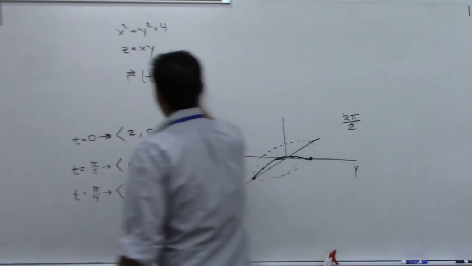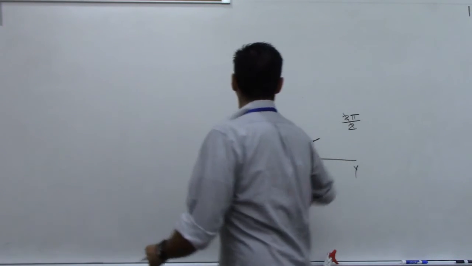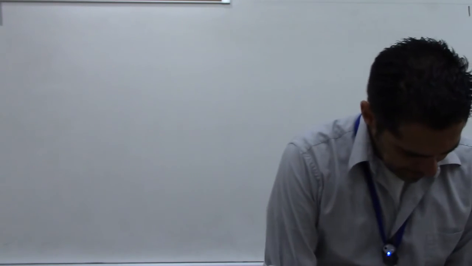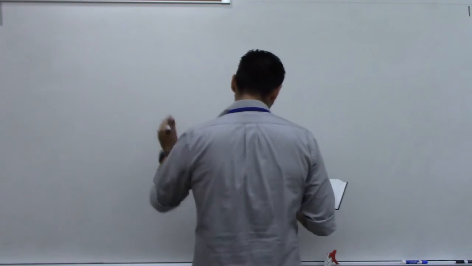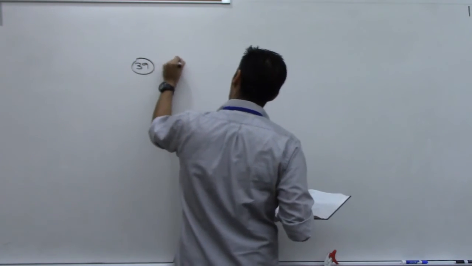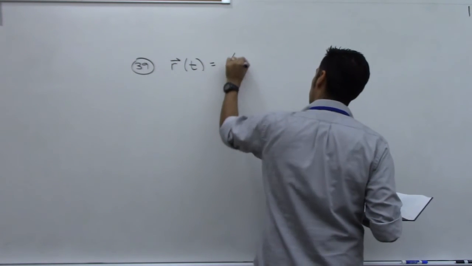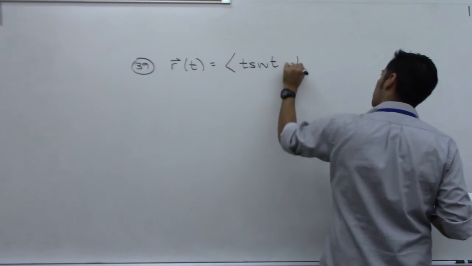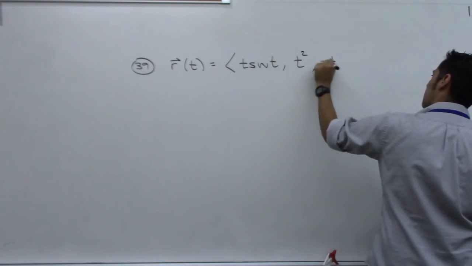39. Might be able to just do a few of these to get you going here. 39. Find the derivative. Yeah, these are probably going to be pretty straightforward. So for 39, r of t equals, this is just going to be whether or not you remember how to take derivatives. t sine t, t squared, t cosine 2t.